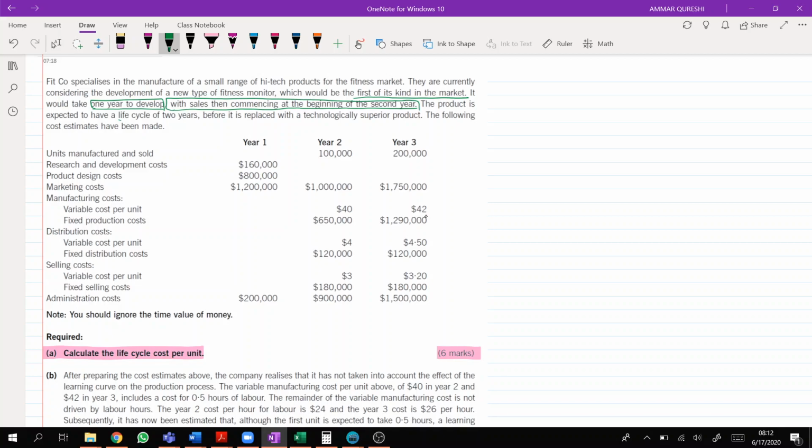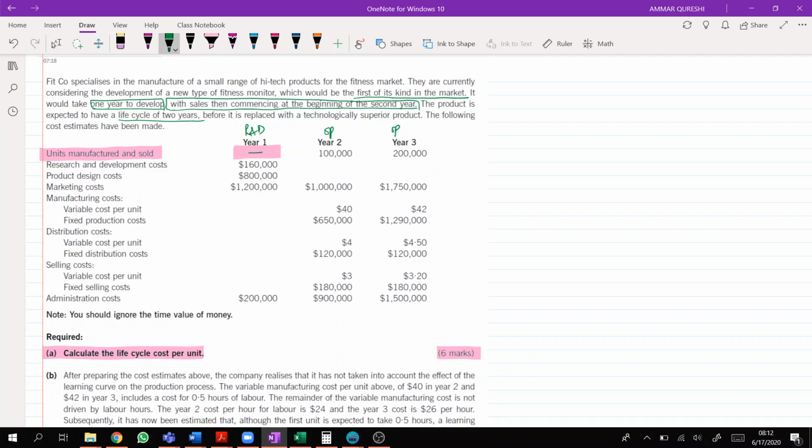The product is expected to have a life cycle of 2 years before it is replaced with a technologically superior product. The following cost estimates have been made. Year one is basically the research and development year. Year two is an operational year, and year three is also an operational year. Since the first year is related to R&D, there is no production and sales. Units manufactured and sold in year 1 is 0. In the second year we will manufacture 100,000 units, and in the third year the company will manufacture 200,000 units.